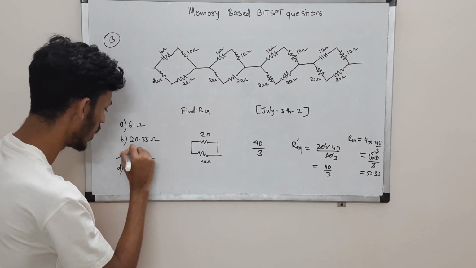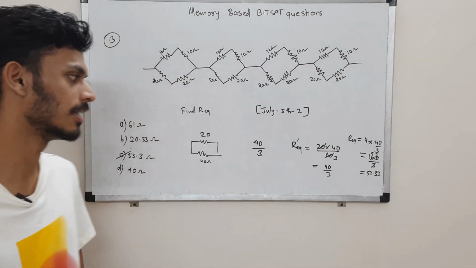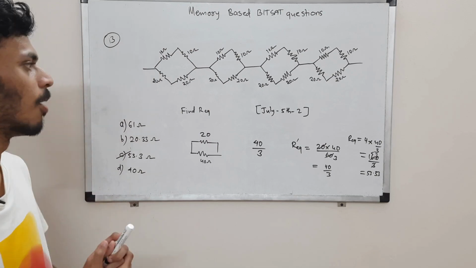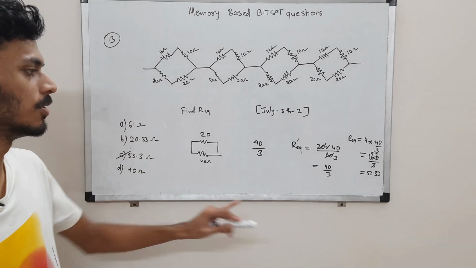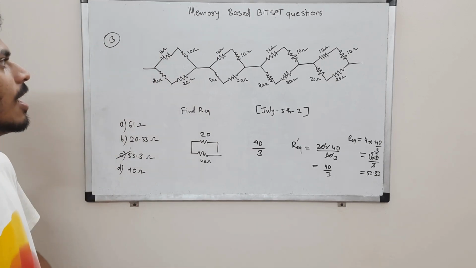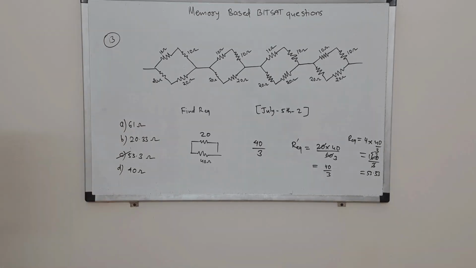It should be 53.333. So 53.333, that is the correct choice, or you can write it as 160 by 3. I don't know about the options, but whatever option suits over here, 53.33 or 160 by 3, whatever was given, that will be the correct choice over here. Over to the next question.